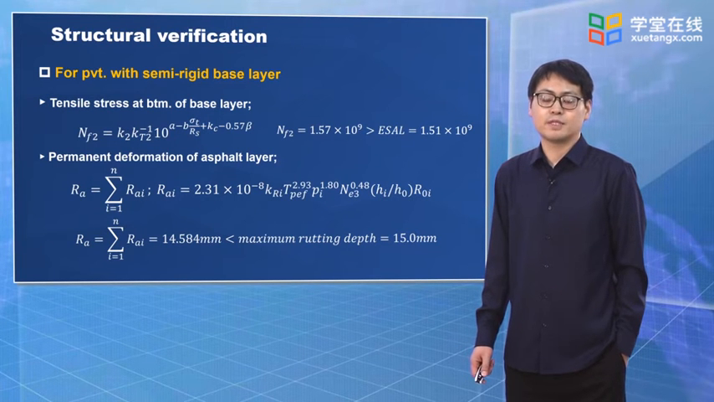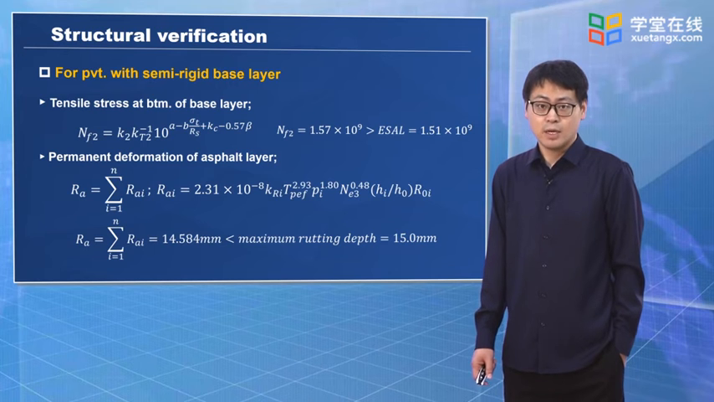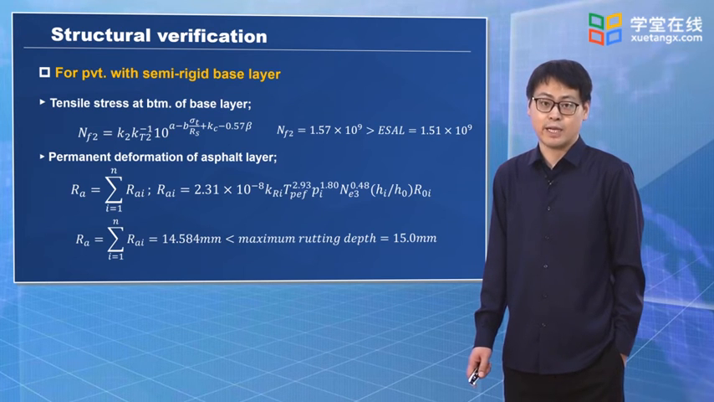Since the proposed pavement structure has a semi-rigid base layer, the two design indexes are tensile stress at the bottom of the base layer and permanent deformation of the asphalt mixture layer. The fatigue life of the base layer NF2 should be higher than the corresponding accumulated equivalent single axial loading. Based on the calculation, NF2 is equal to 1.57 times 10 to the power 9, which is larger than the equivalent single axial loading, which is 1.51 times 10 to the power 9.